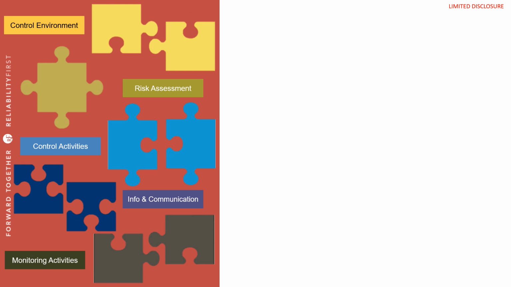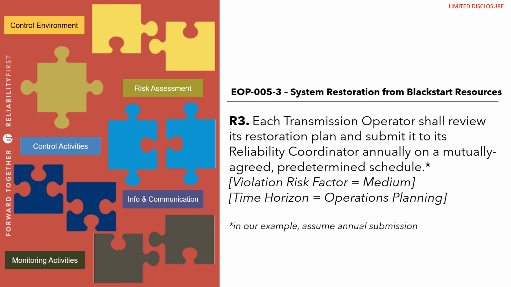For today, we're going to pick EOP 5-3R3. Now, I'll readily admit I don't have these memorized, so let's first refresh our memory on what EOP 5 R3 says. If you're not into operations and planning standards, don't click off this video just yet. While we are picking a standard and requirement, this example can be leveraged in a lot of other standards.